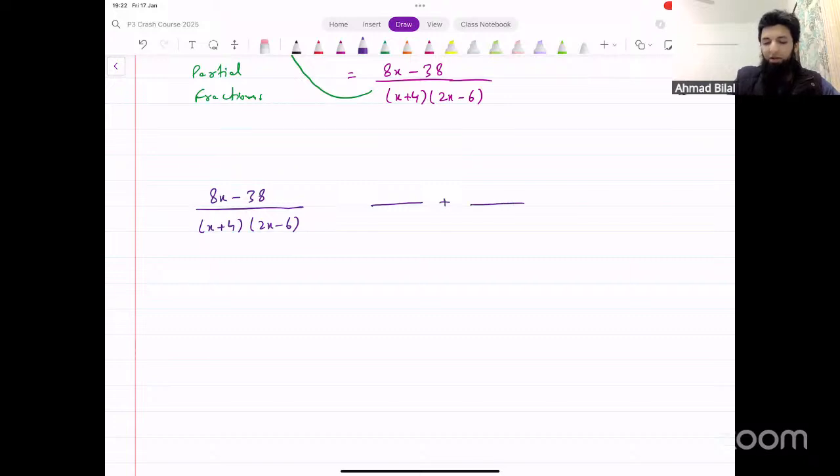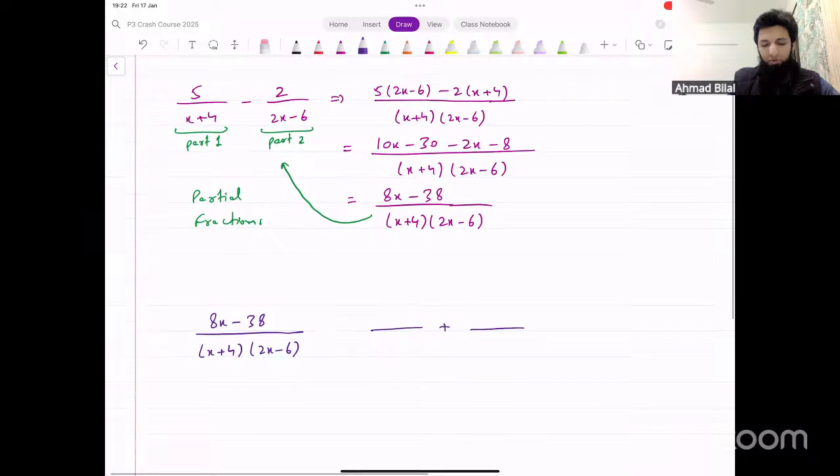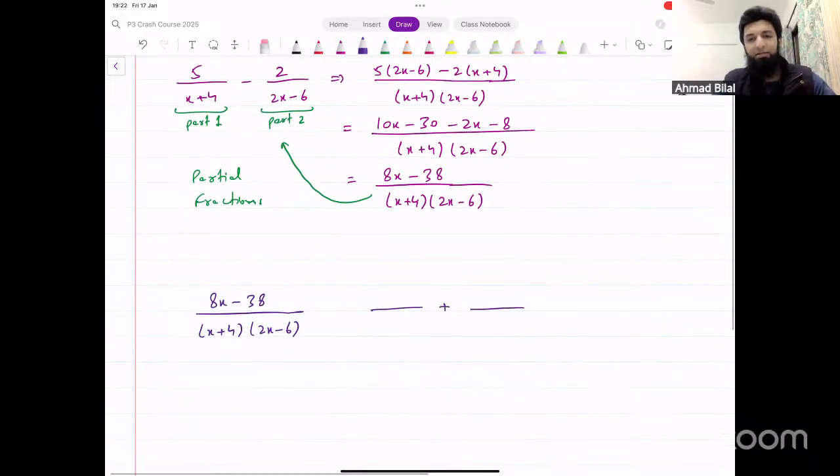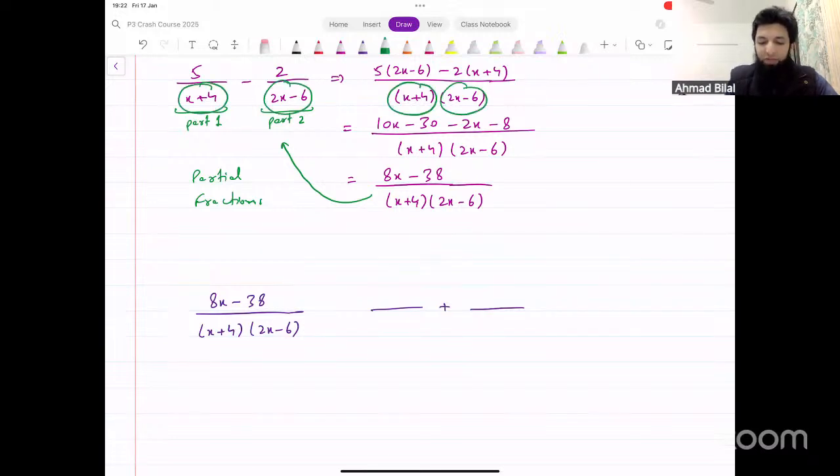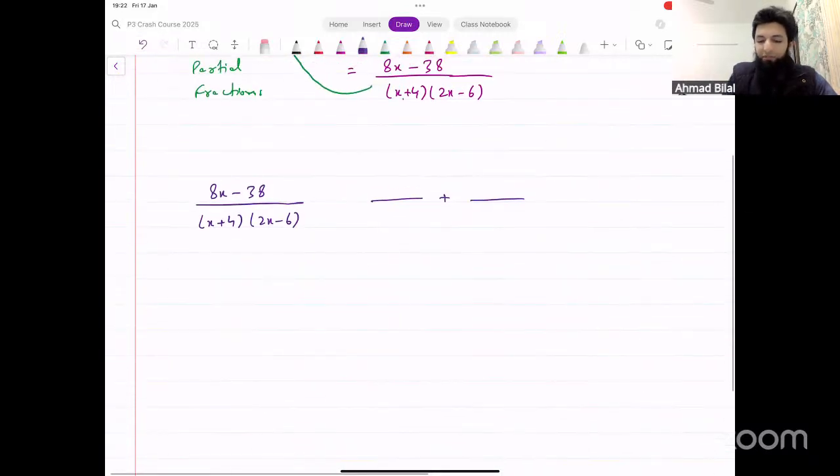Figuring out the denominator is going to be straightforward because remember when we took LCM, what we did was just multiply the denominators. We said it's x plus 4 into 2x minus 6. So if we want to break it down into two fractions now, we would say that one of those fractions has a denominator that is x plus 4, the first bracket, and the other fraction would have the denominator which is the other bracket, which is 2x minus 6. So figuring out the denominators is going to be straightforward. Okay, so we have the denominators here now.